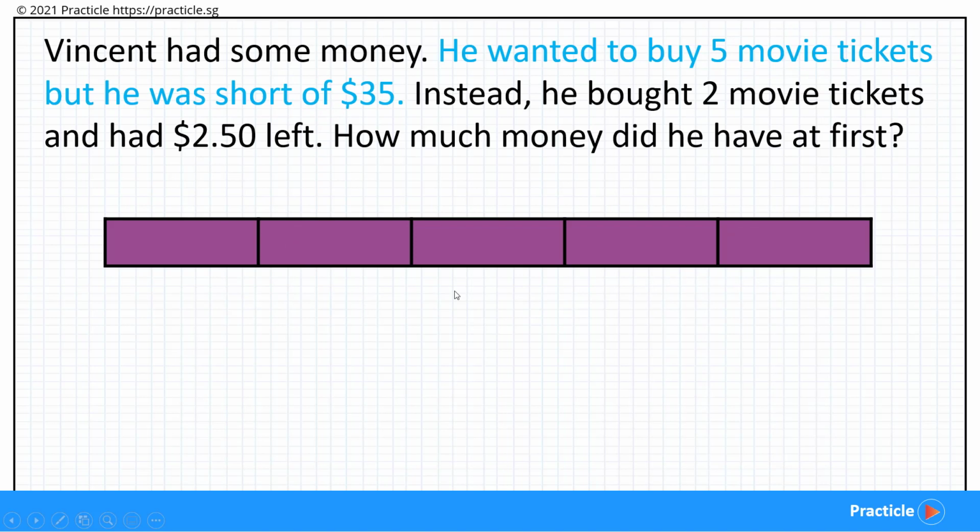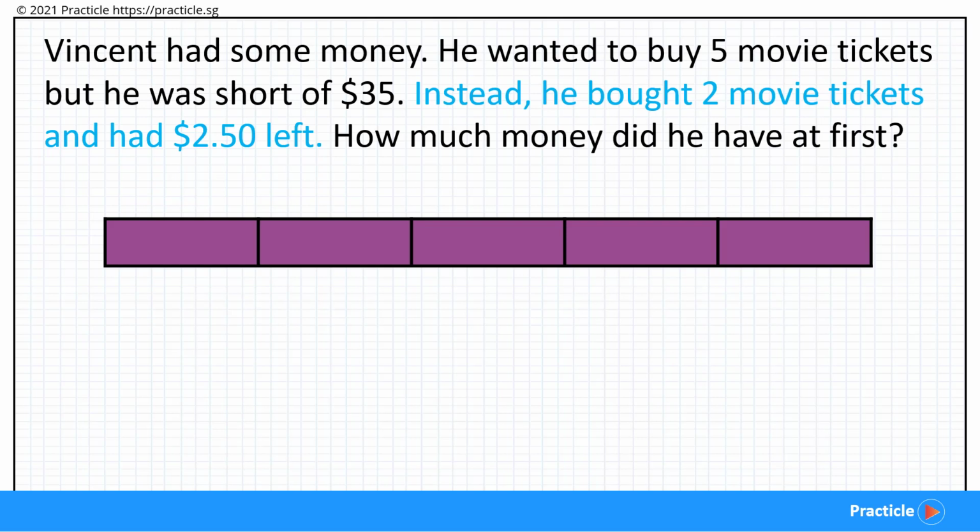But the thing is, Vincent doesn't have that much money. In fact, we know that he's short of $35, right? And here's the problem. How do we know how much of this bar represents $35? If you're thinking of that, you're definitely not alone, and that's a really good question to be thinking about. To figure this out, we are going to look at the next situation, alright?